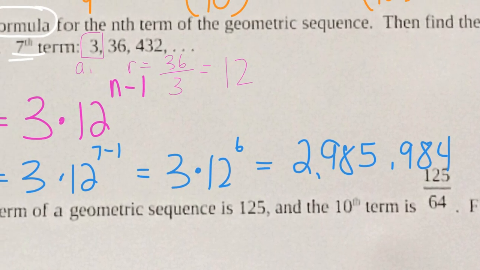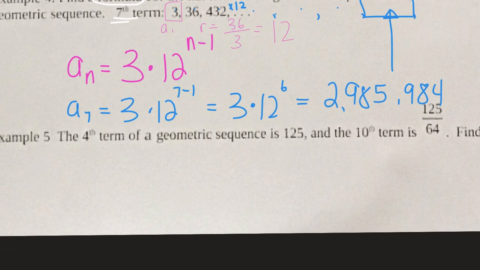Of course, if you wanted to, we could just multiply this one by 12, and then multiply that by 12, and then multiply that by 12, until you got the 7th number in the sequence, right? 1, 2, 3, 4, 5, 6, 7. Okay, but we wanted to use the formula so that we can practice using those powers and your PEMDAS, right? The way that we simplify these things.